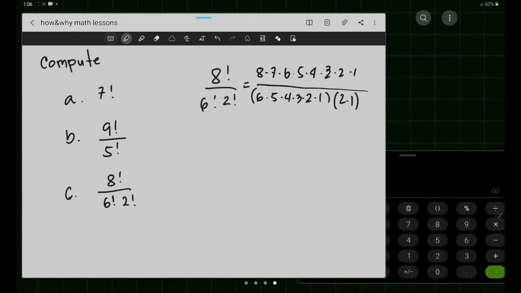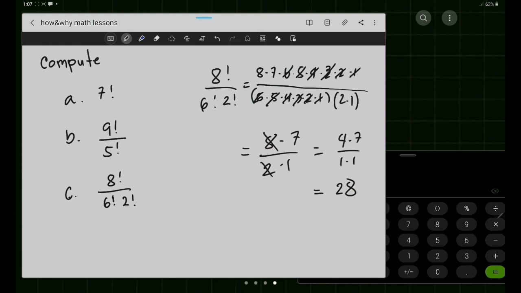Okay. Ito siya, makakat yung 6, yung 5, yung 4, 3, 2. So may 1 diyan, ito: 8 times 7 over 2 times 1. So this is equal to 4 times 7 over 1 times 1. So this is equal to 28. Kung i-calculator natin ito, 28 yung sagot natin dito.